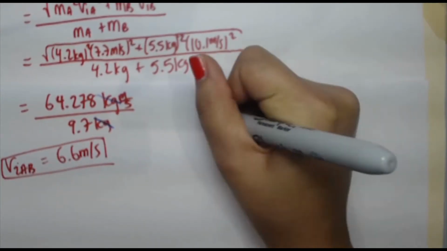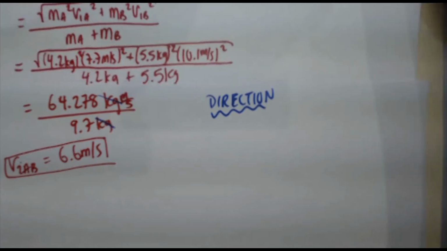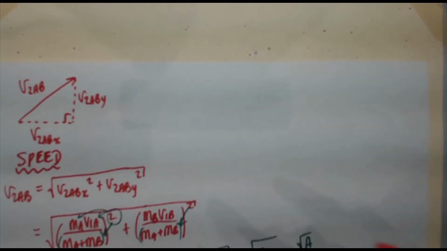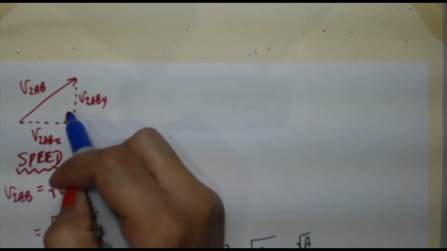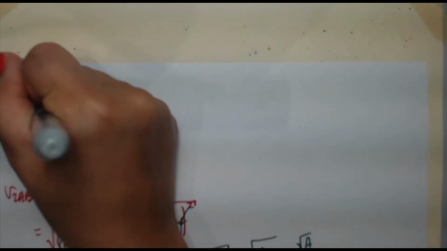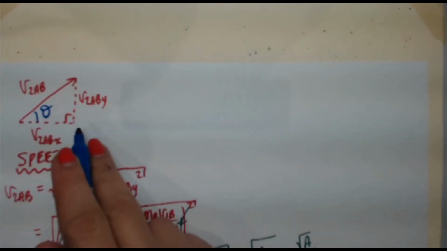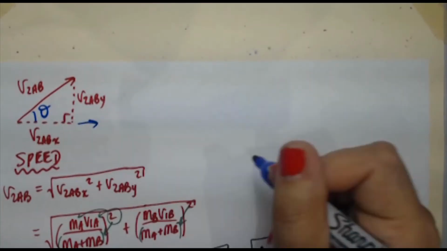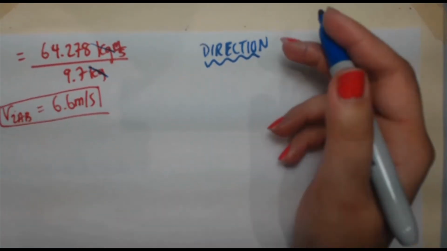Now for the direction, think back to that right angled triangle we drew on the previous page. This thing right here, right? So we've got V2AB made up of its components, x and y. So this is going to be the direction theta with respect to the original direction of the motion of MA. Okay? So that's what we're looking for, theta.